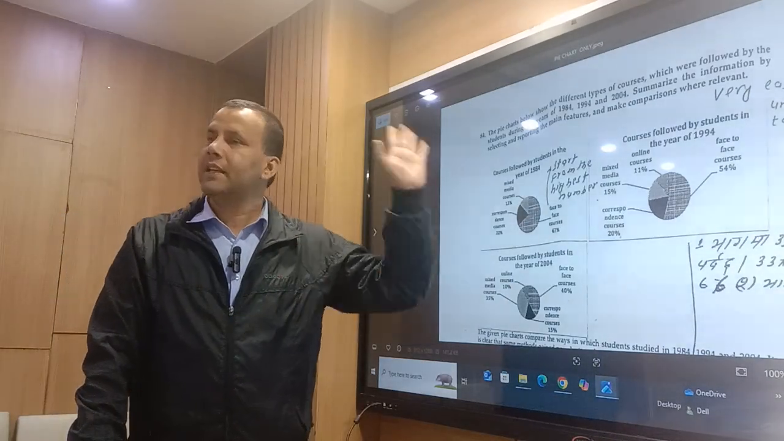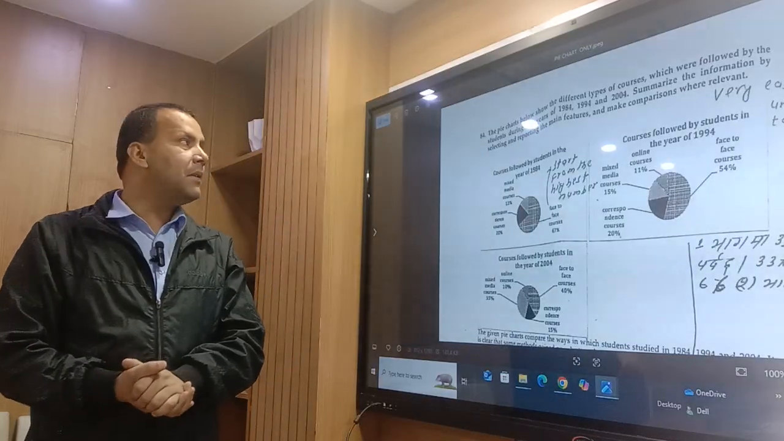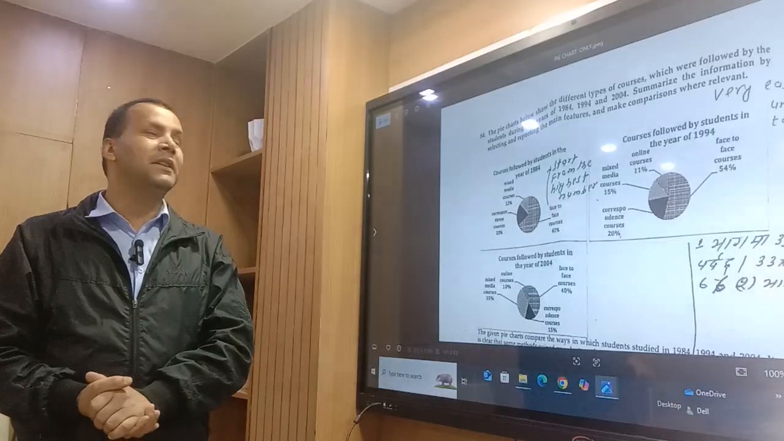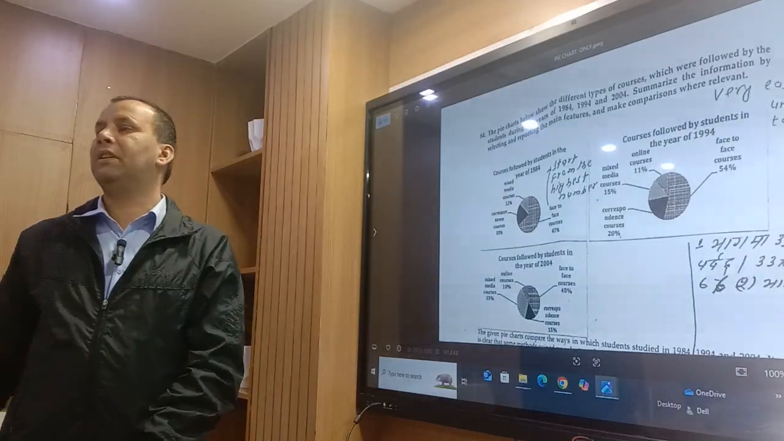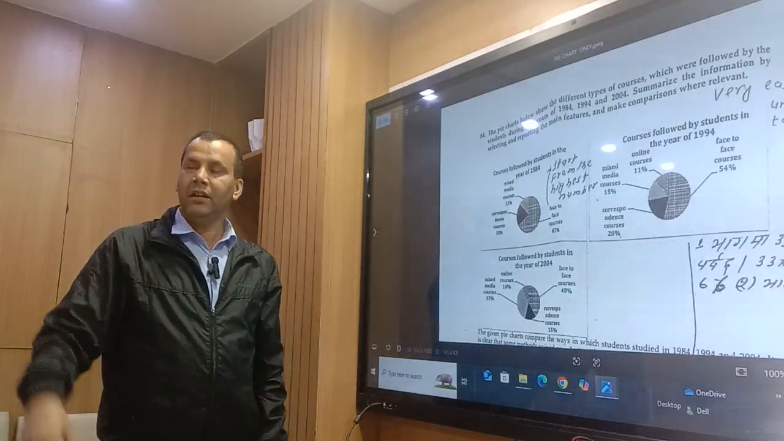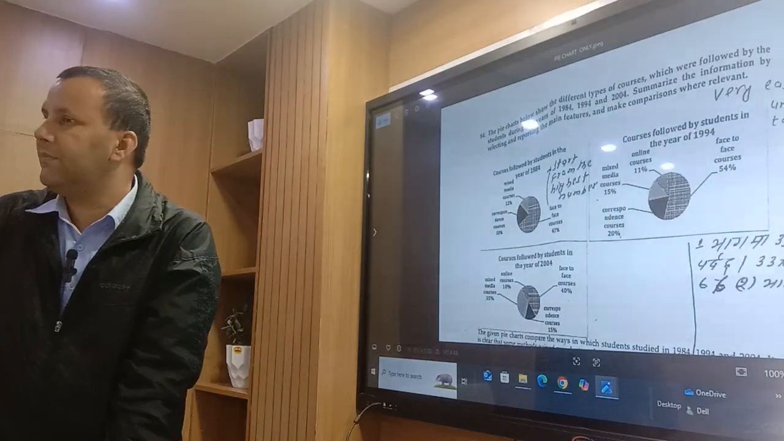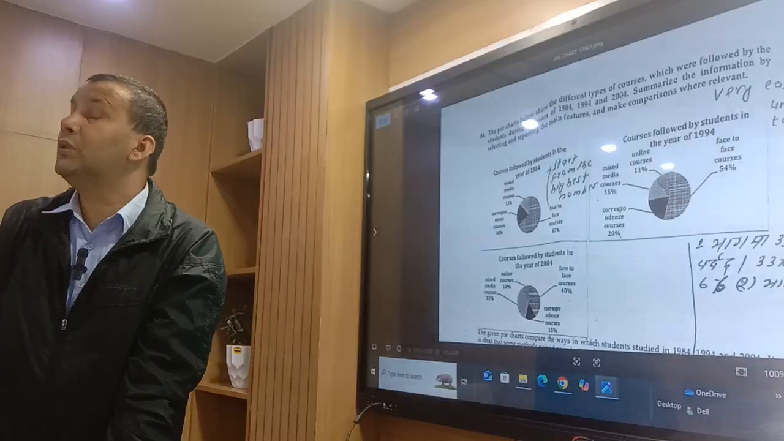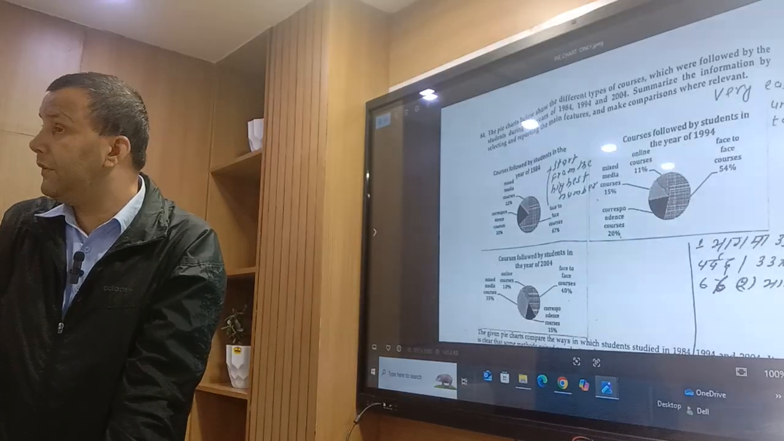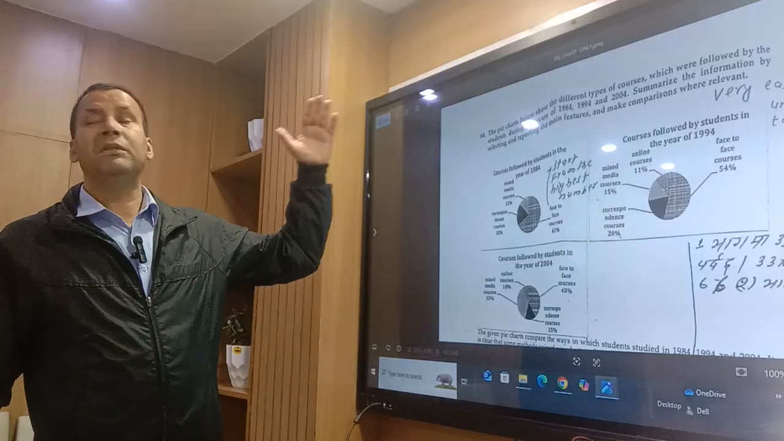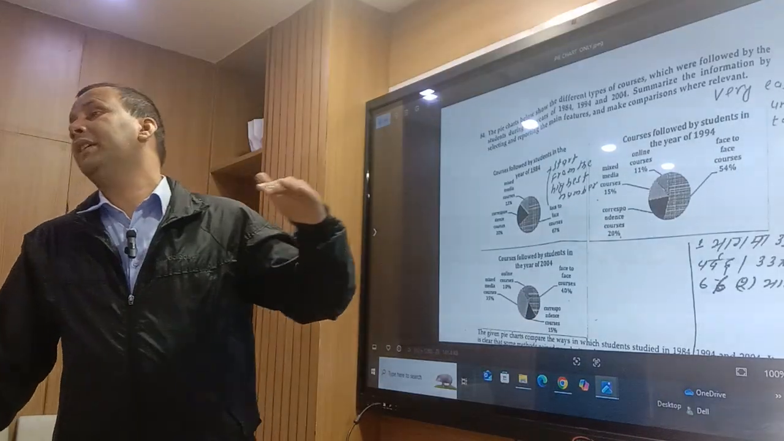Though the question says summarize the information by selecting and reporting the main features, you have to explain all. If you don't explain all, your word count will be below 150. If your word count is below 150, it will affect you. You will not get a good score. It should be between 170 and 190.